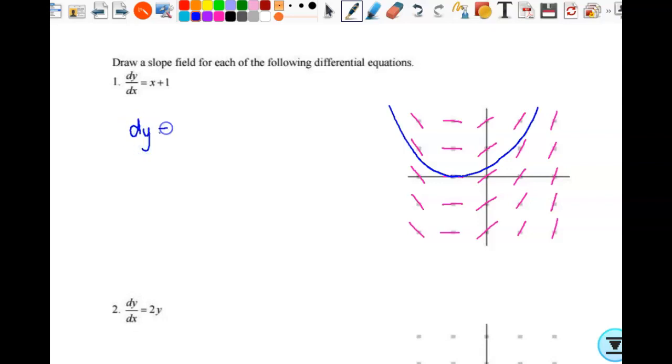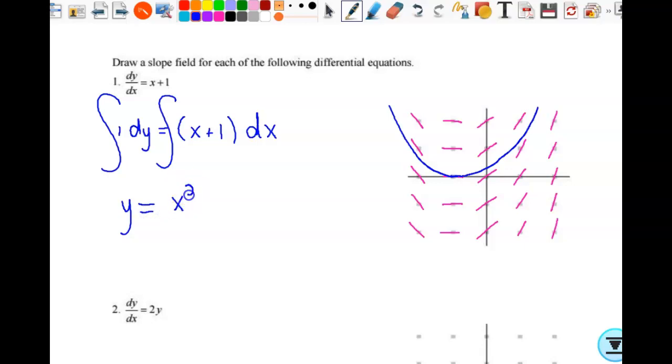But if I were to solve this, I would do what's called separating variables. I would just multiply both sides of the equation by dx. Then I would integrate both sides. The antiderivative of 1 with respect to y is y. What's the antiderivative of x with respect to x? x squared over 2, or 1/2 x squared, plus x, and then plus c.